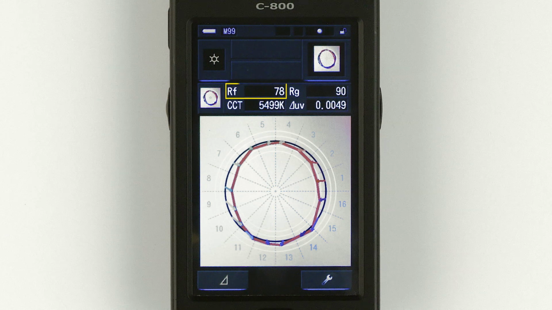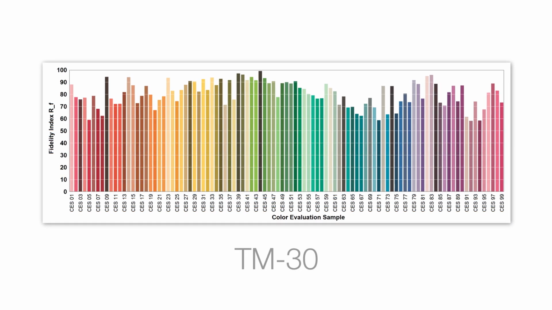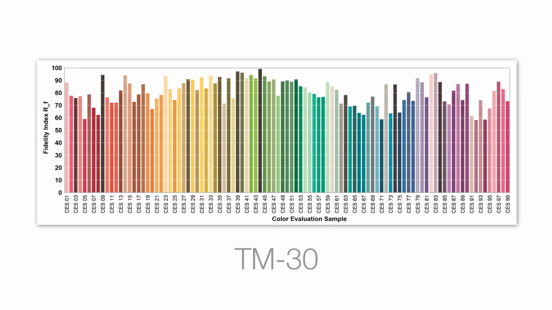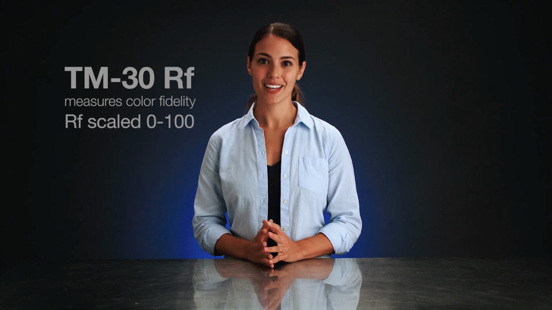TM-30 has two values, RF and RG, as well as a color vector graphic used to indicate what colors a light source may under or oversaturate. TM-30 evaluates 99 colors instead of evaluating 8 or 15 colors like CRI. TM-30 RF is similar to CRI RA only in that they both measure color fidelity. RF is on a scale of 0 to 100, similar to CRI, and a higher score is more favorable.